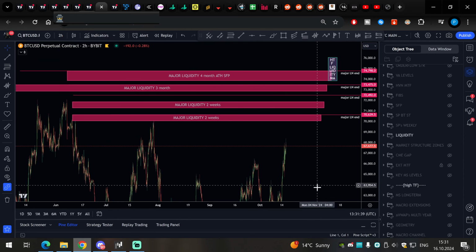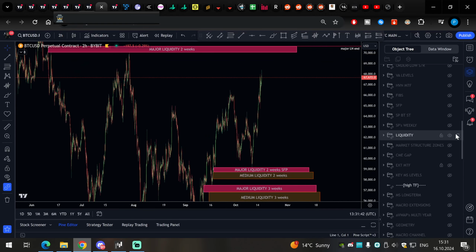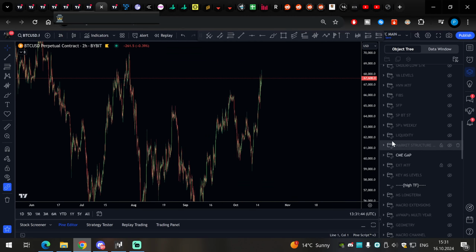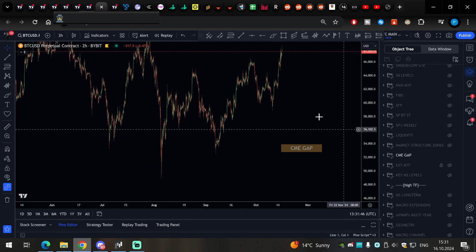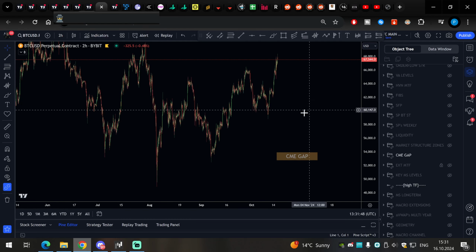Liquidity, we have a lot of liquidity to the upside. You don't need to go over that. Not much CME gap in close proximity. The market is very efficient currently. The next CME gap is so far away.